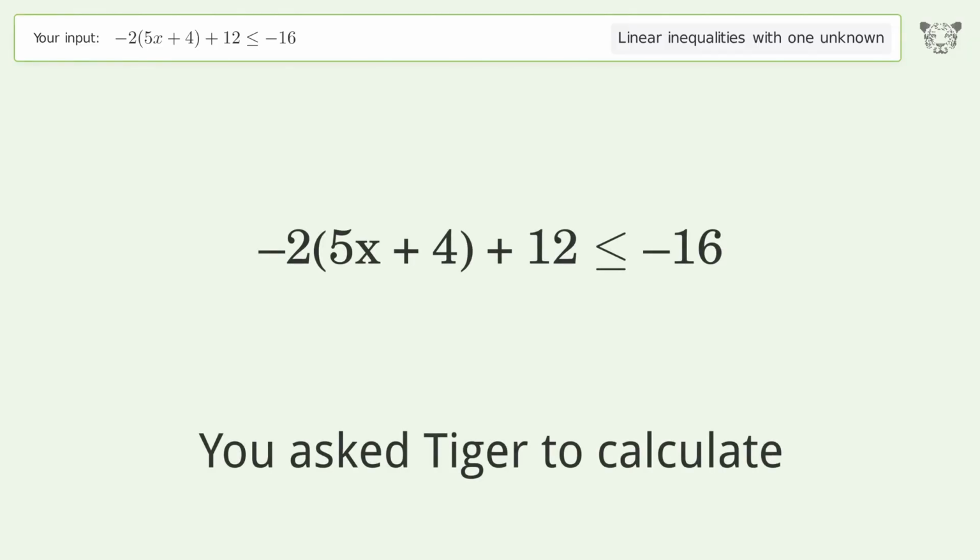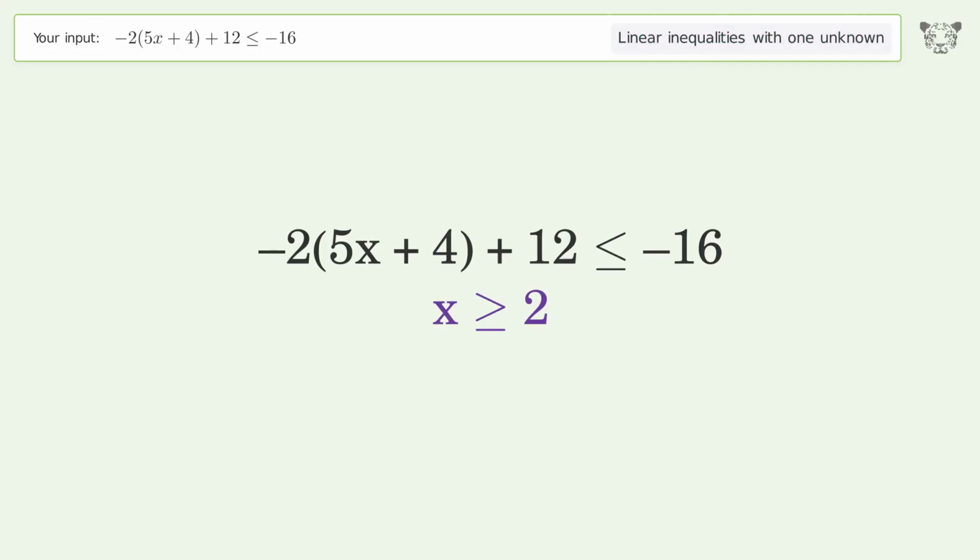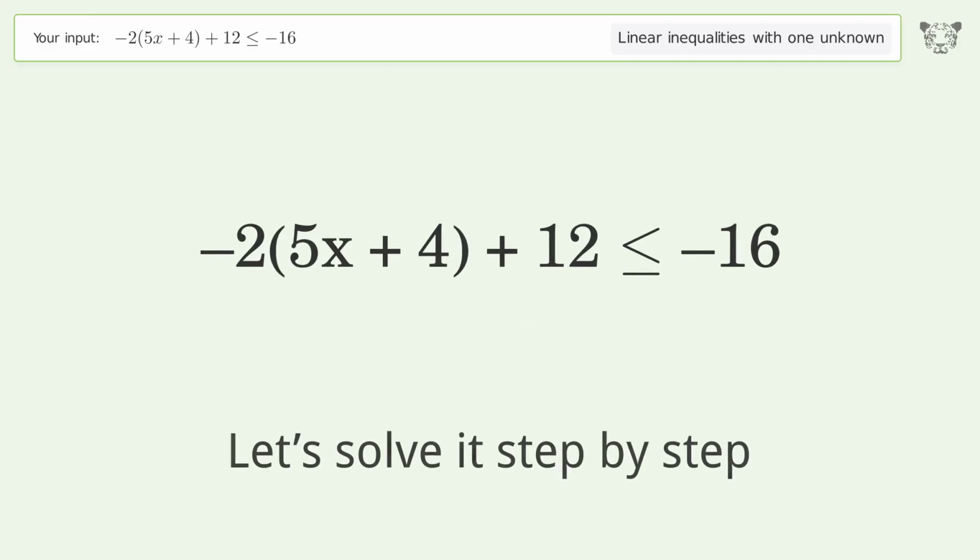You ask Tiger to calculate. This deals with linear inequalities with one unknown. The final result is x equal or greater than 2. Let's solve it step by step.